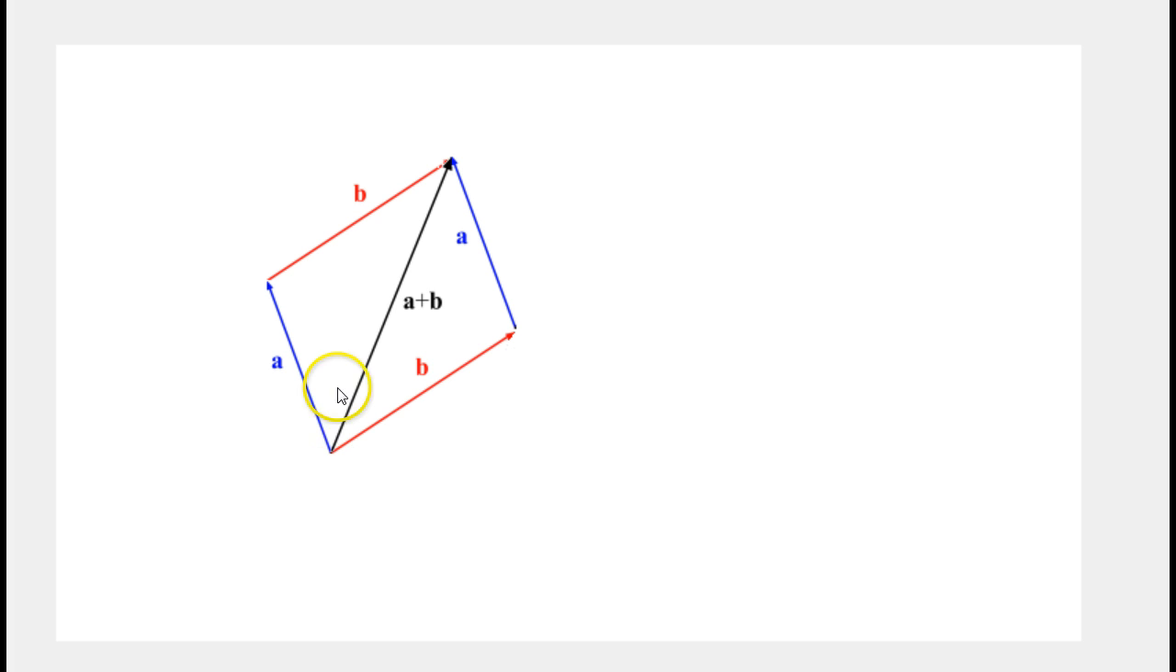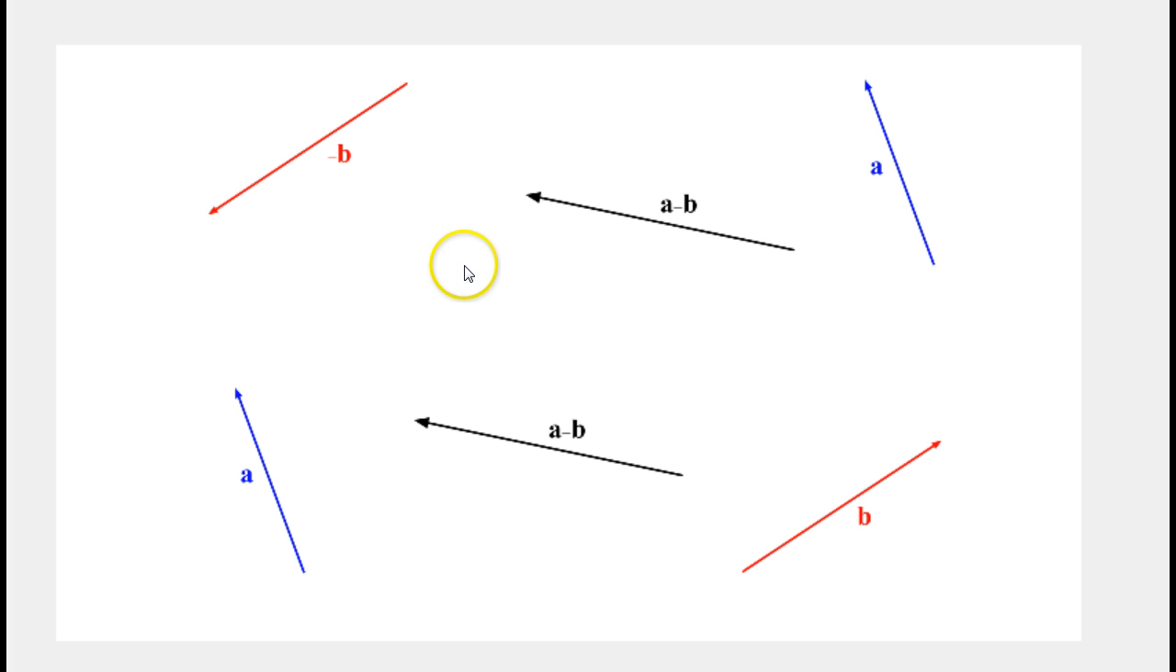And you can see here again we have this displacement of A followed by the displacement of B. But what's nice about the parallelogram law is it shows you that you get exactly the same displacement if you go along the vector B first and then vector A. So A plus B is equal to B plus A in vectors. Addition of vectors is commutative. So that's nice.